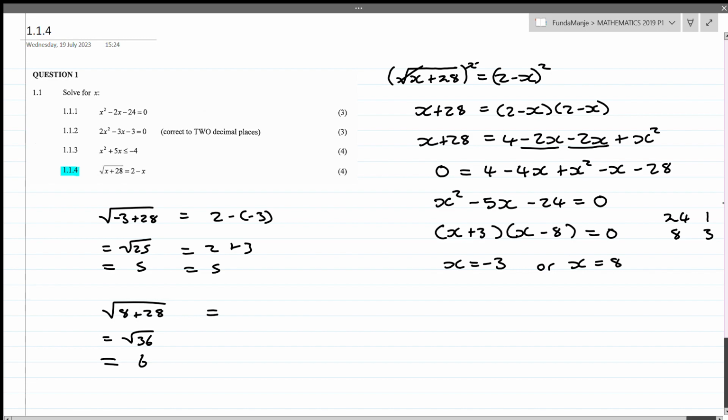What about the other side? We get 2 minus 8. This gives us minus 6. So we see here we get 6, here we get minus 6. And therefore, this is a non-answer. So on the answer, we put a slash through the equal sign to show that this answer is not applicable. You can put a slash through, or you can write non-applicable at the bottom. Whichever one will show that only the minus 3 is the true answer.